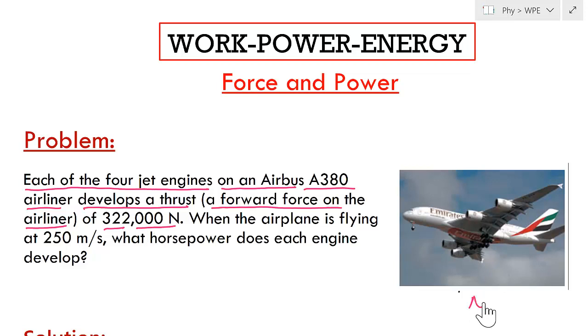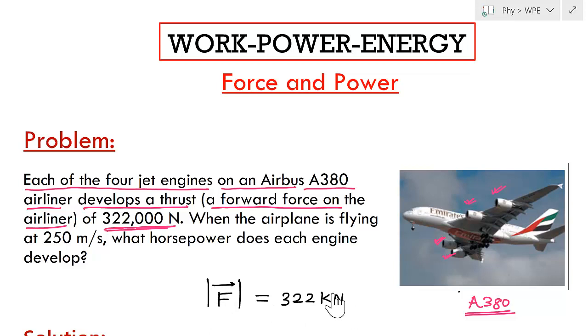So this is the A380 airliner. This is the airplane and the model of this airplane is A380. And this airplane has four jet engines. So this is the first jet engine, the second one, third one and the fourth jet engine. The question says each jet engine develops a thrust and the magnitude of thrust force is given, that is 322 kilonewton. So we have been given the magnitude of thrust, let's call this F. Magnitude of thrust is 322 kilonewton.